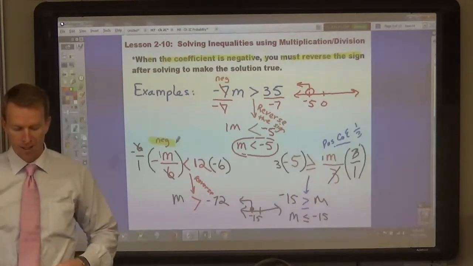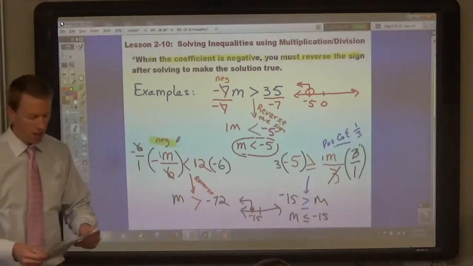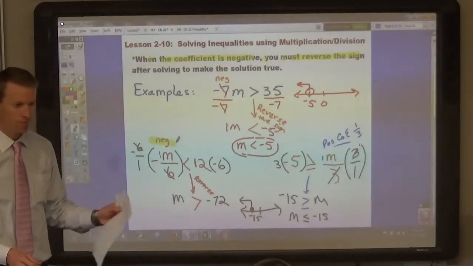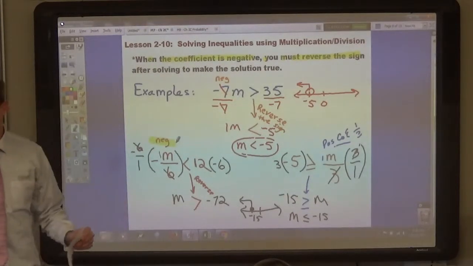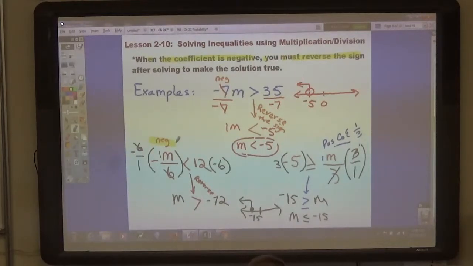Write first of all the negative coefficient. Write -5 on the first line. Adam, pay attention. Write -5 on the first line. And then write reverse the sign on the second line.